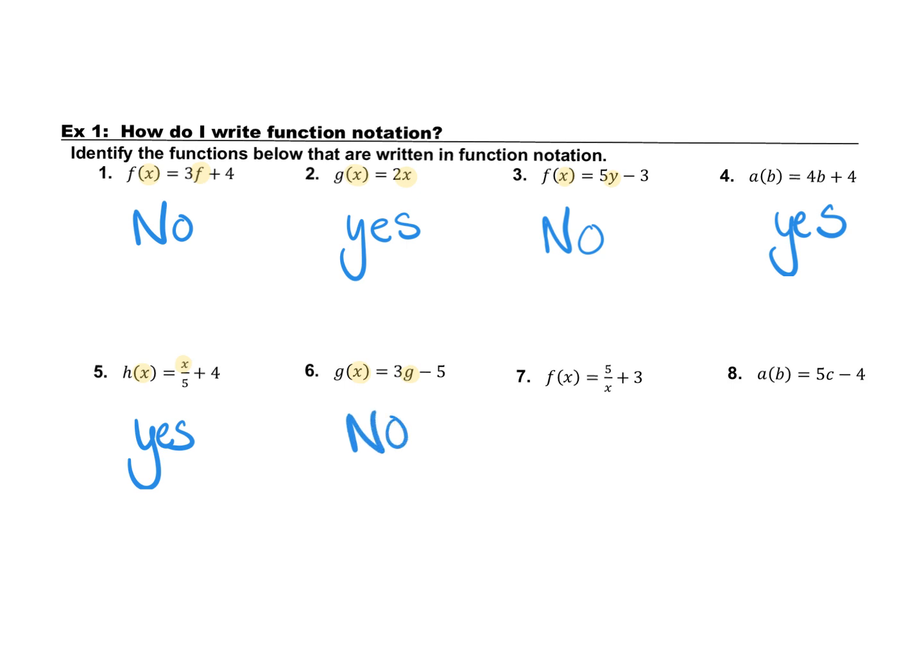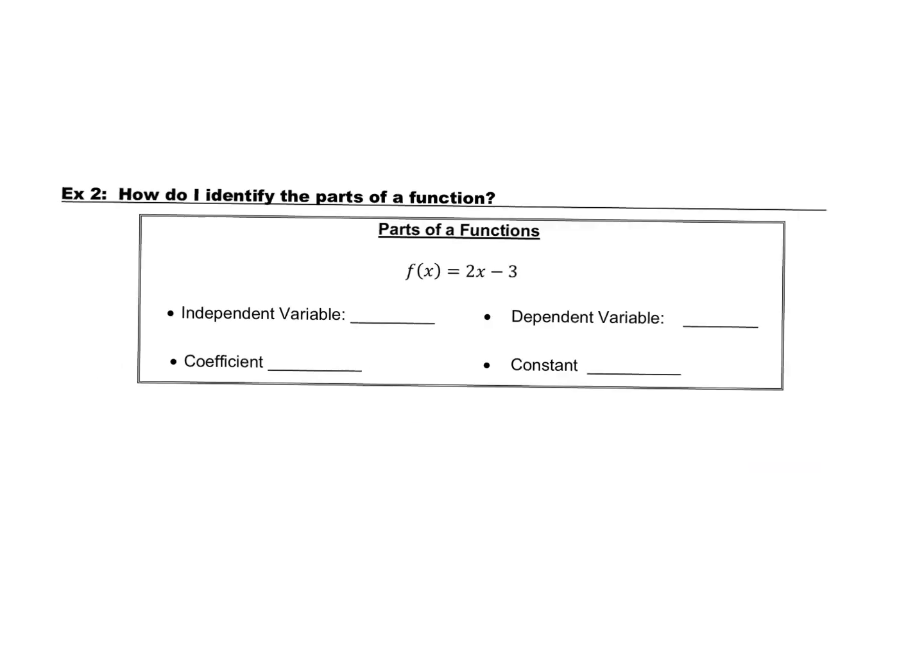Now notice for number 7, you've got f of x and then you've got an x. So the variables match. However, to be a function, you cannot have an x on the bottom of an equation. And so this would be a no. And our next one, the b and the c do not match, and so this is also not a function.